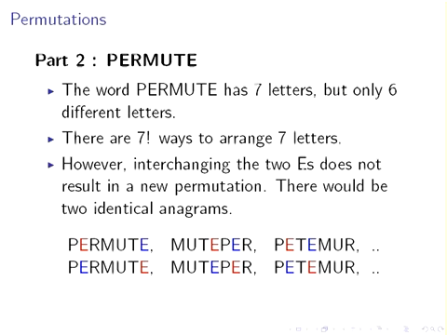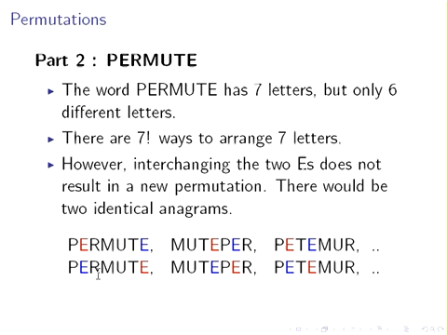So, moving on, what we're going to look at now is the word permute. There are 7 letters, but only 6 distinct letters. We have 2 E's there. Now, there are 7 factorial ways to rearrange the 7 letters, but as we can see in this couple of examples I've given, interchanging the 2 E's does not result in a new permutation. It does not result in a new word, essentially. What we would have there is 2 identical anagrams.